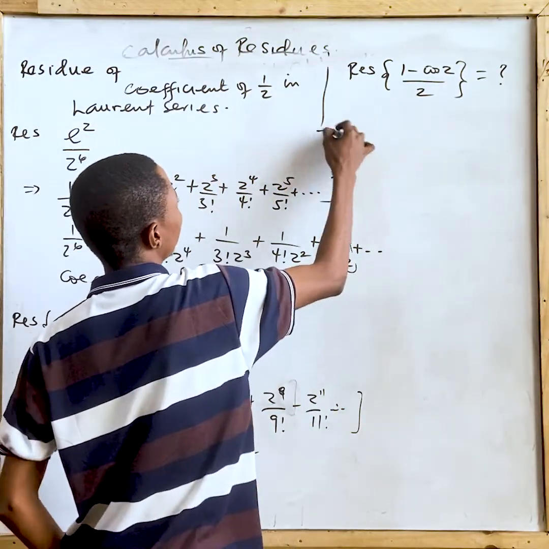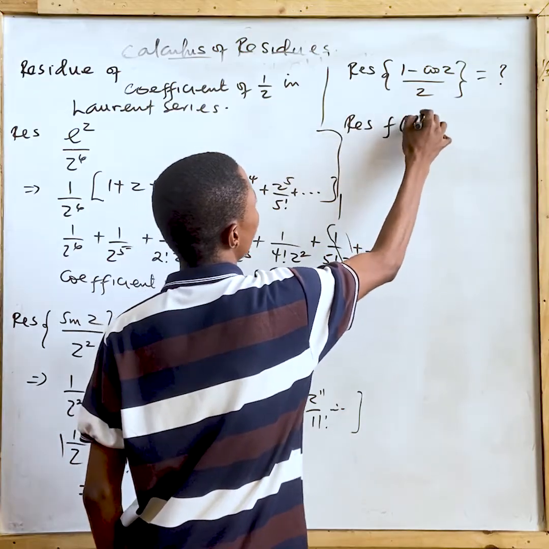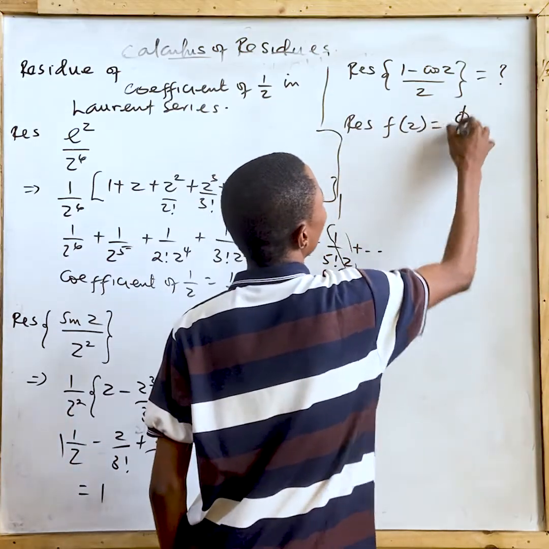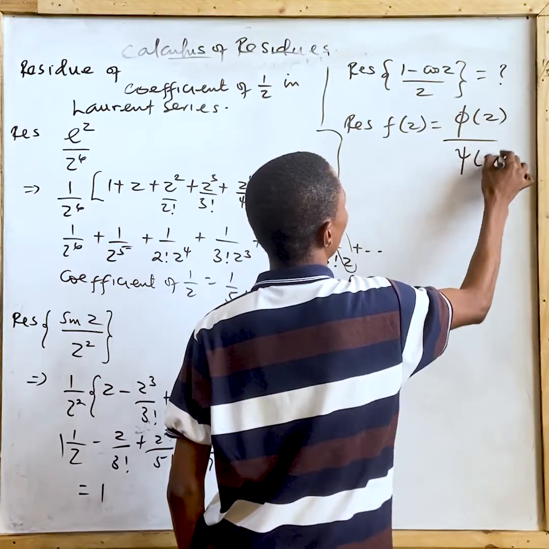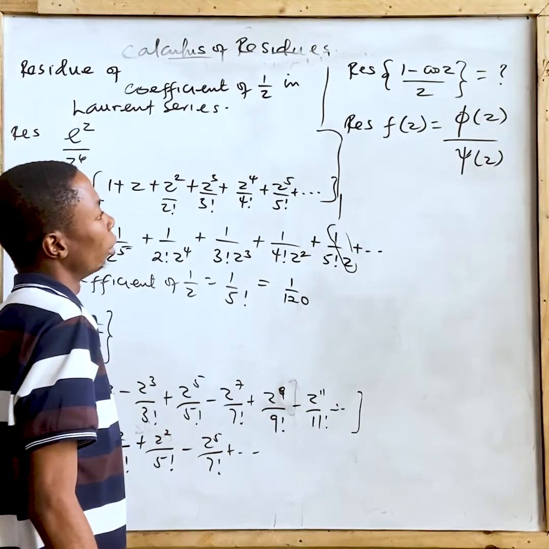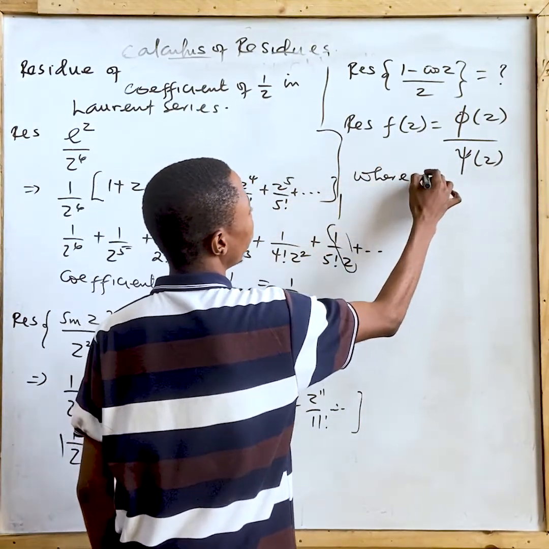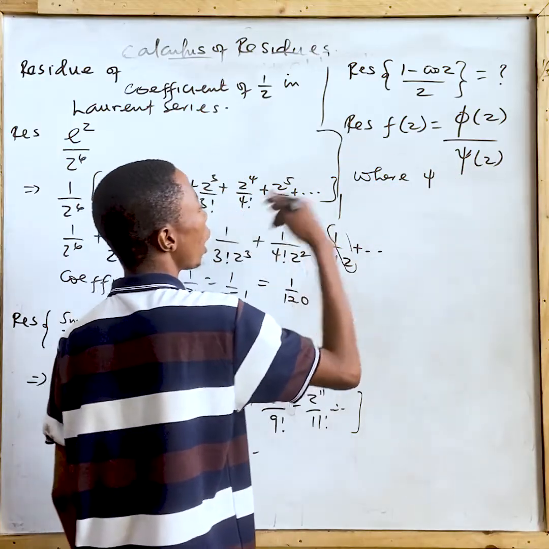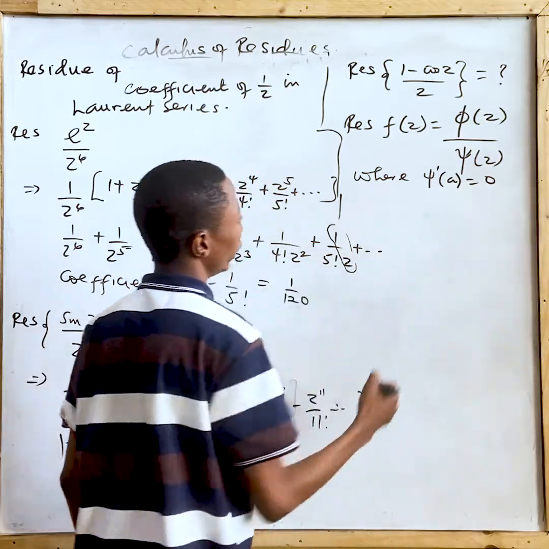Then the last part of residue is the residue of f of z equals a function of z like this divided by phi of z like this. Now look, where phi of a equals 0, phi prime of a equals 0.